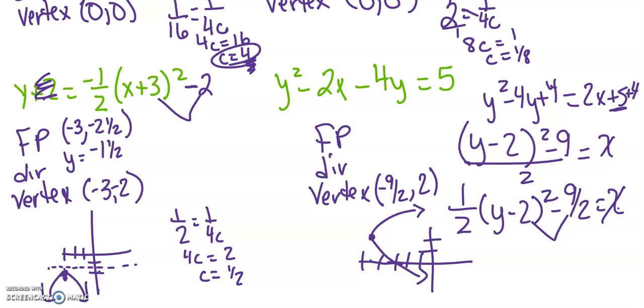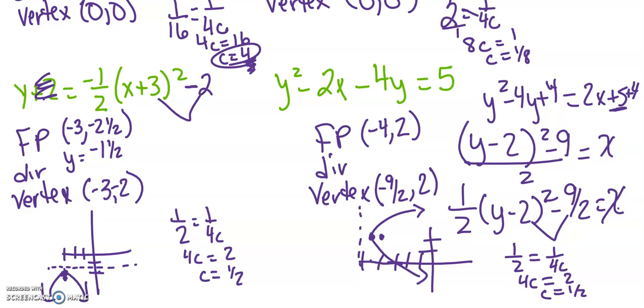Okay? Our focus point is inside, and if I take my a term and cross multiply and divide, I get 1/2 as my distance. So 1/2 on the inside is the focus point, so that would be at x equals -4, and y equals 2. And my directrix is 1/2 on the outside. So it's at x equals, and that's 1, 2, 3, 4, 5, -5.